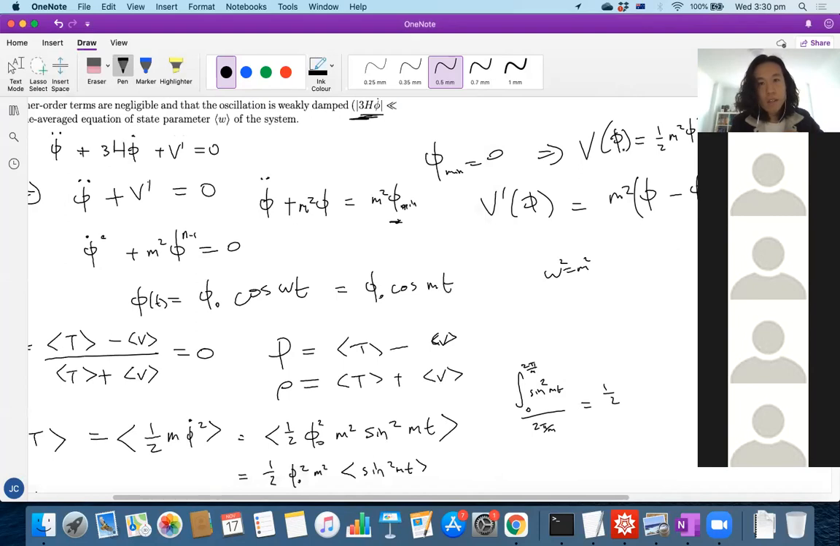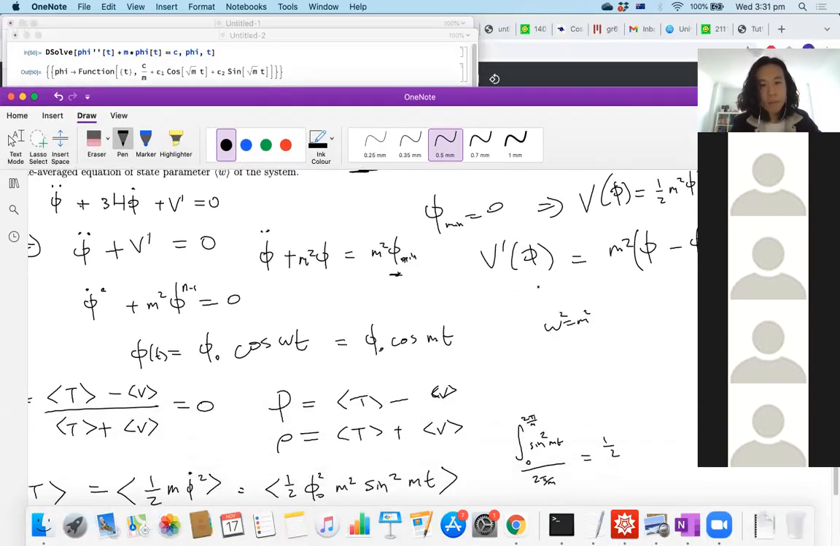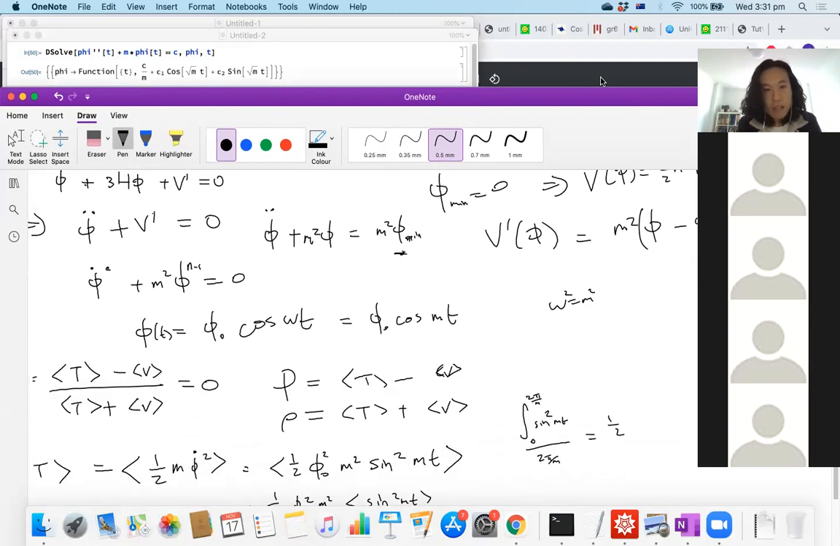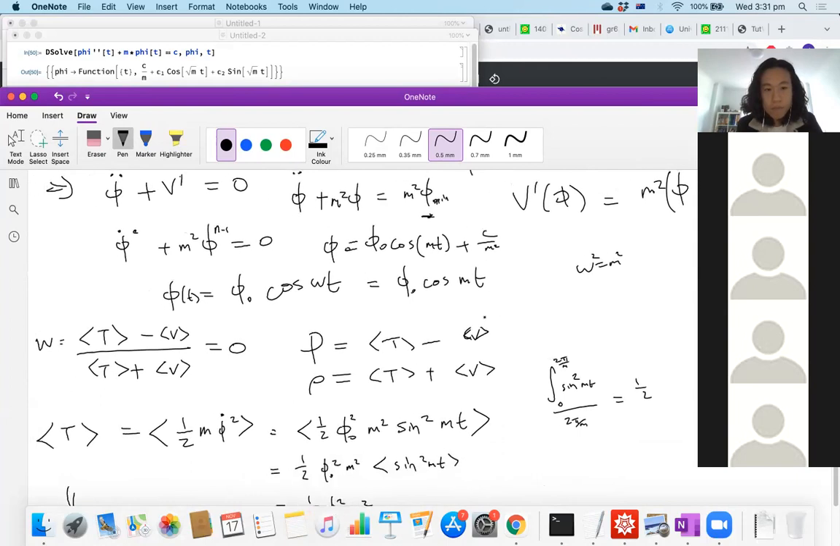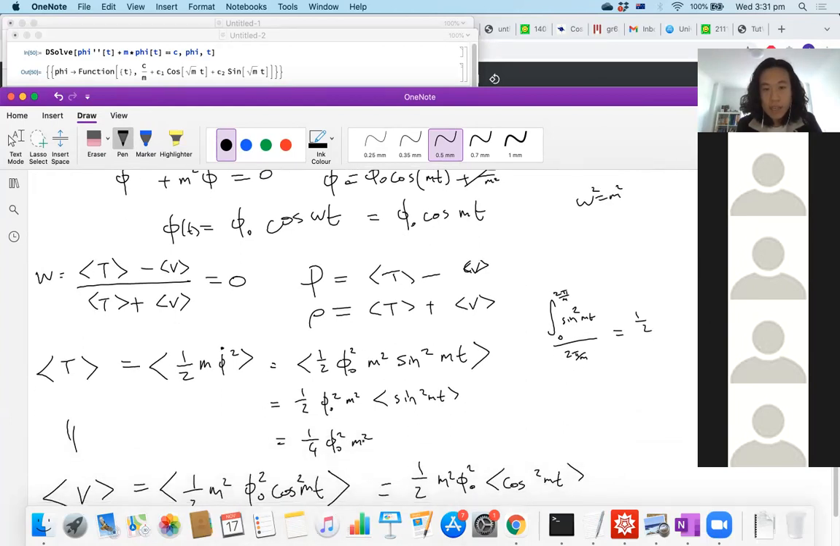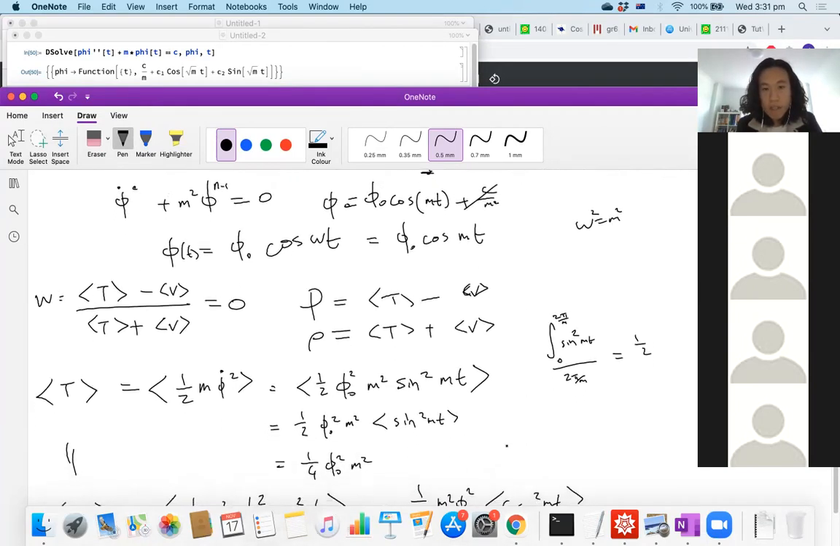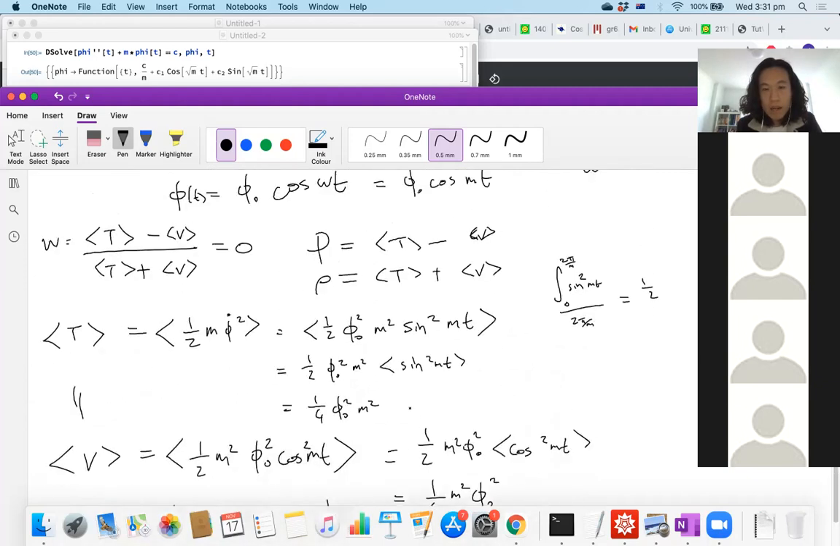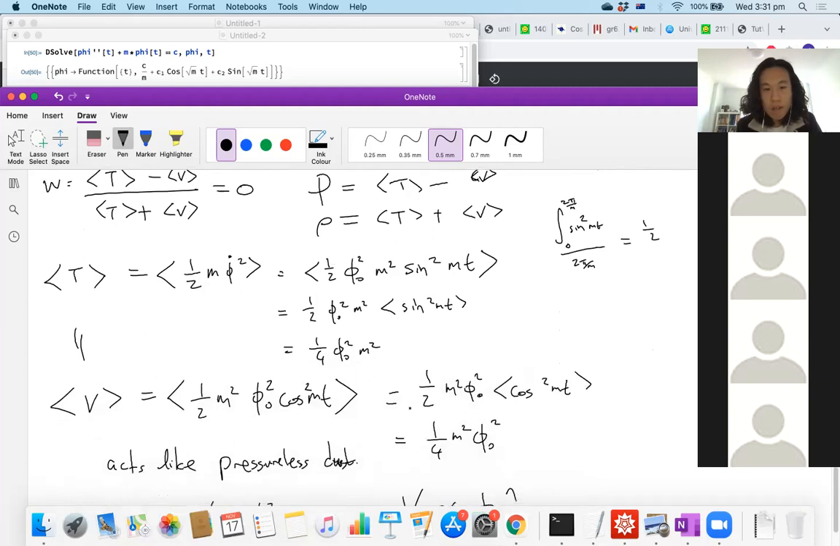So I end up with my phi now becoming phi naught cos mt plus c on m, where c is like the phi min on some m squared probably. When I take the derivative here, this will drop out. So the kinetic energy stays the same, but for the potential energy I will have an extra bit in there.